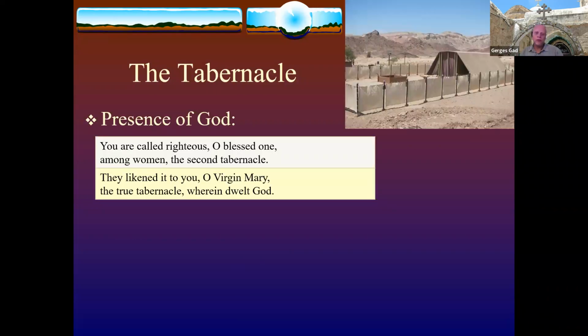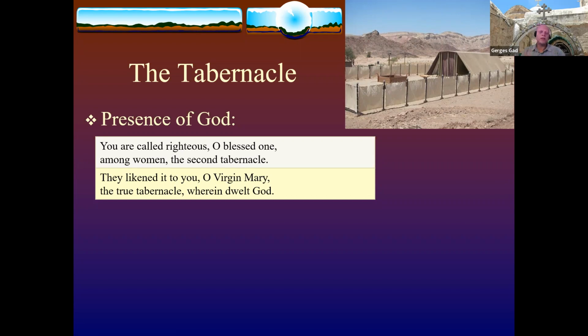The whole tabernacle represents the presence of God, as we said, and the whole tabernacle represents the Theotokos. I told you everything resembles the Theotokos, but I just took some examples to give you some flavor. In the Sunday Theotokia, we chant and we say, "You are called righteous, O Blessed One." We're talking to Saint Mary. "Among women, the second tabernacle. They likened it to you, O Virgin Mary, the true tabernacle wherein dwelt God." So if the whole tabernacle represents the incarnate Lord Jesus Christ, Saint Mary is the true tabernacle where the Lord Jesus Christ dwelt. So she carried him in her womb.